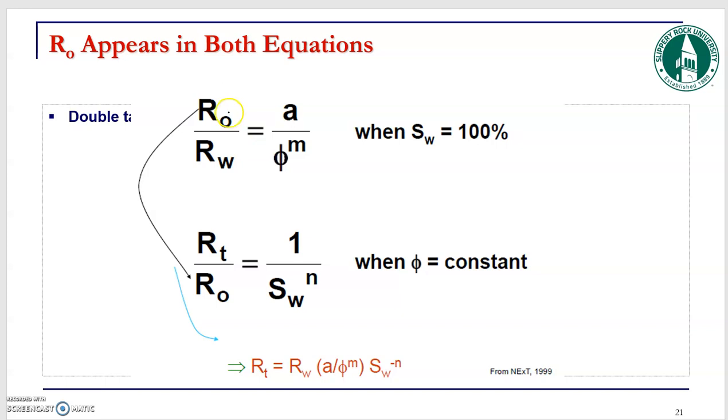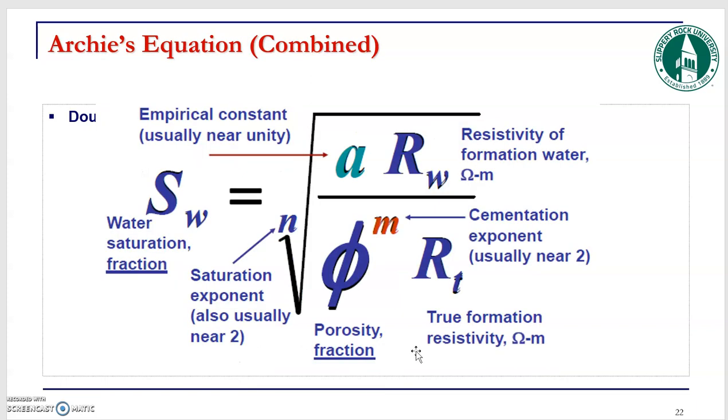And if you substitute RO with the equation related to RT and SW, the saturation equation, you can finally get to this important equation. RT is equal to RW A over phi to the power of M multiplied by SW to the power of negative n, right? That's exactly the same equation, but written in terms of water saturation. Here n is the saturation exponent.